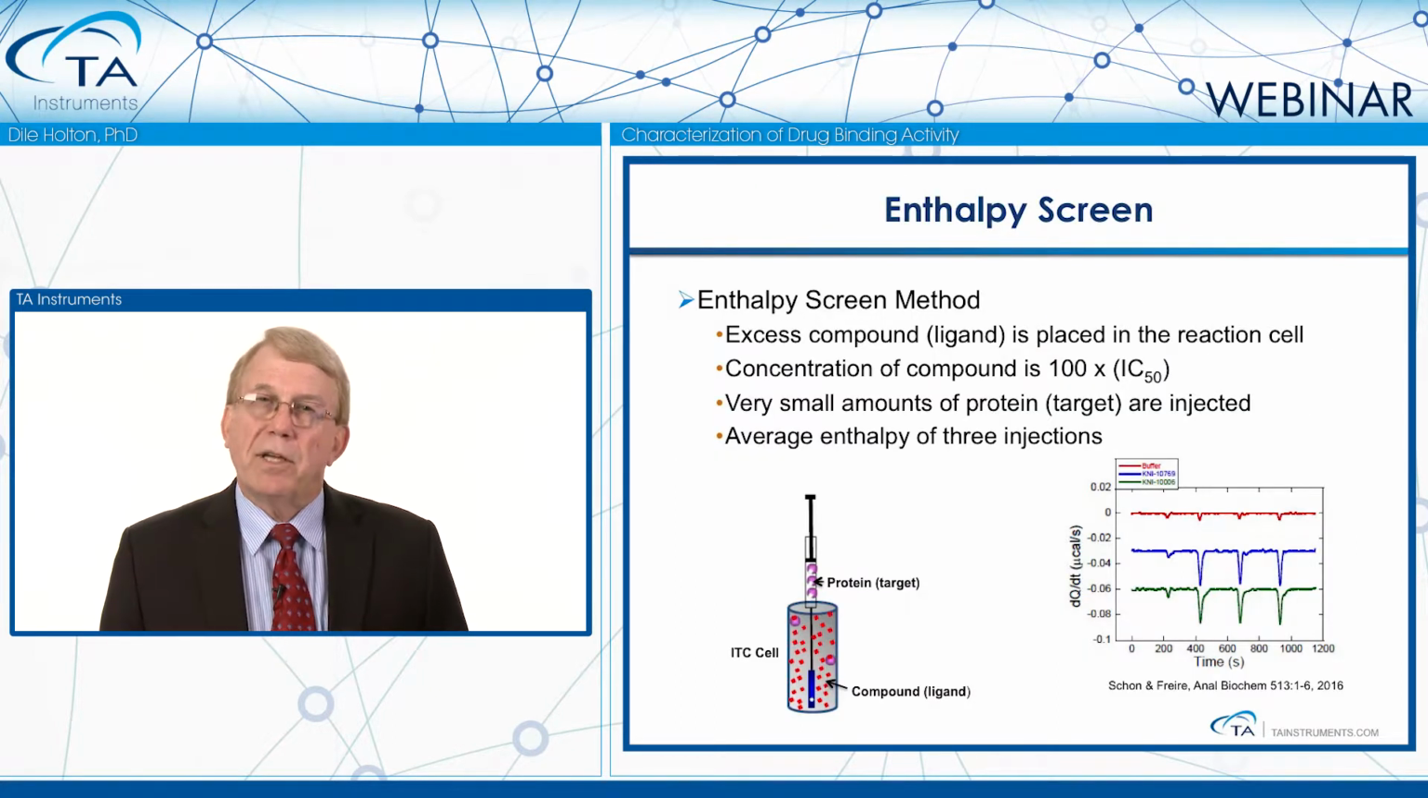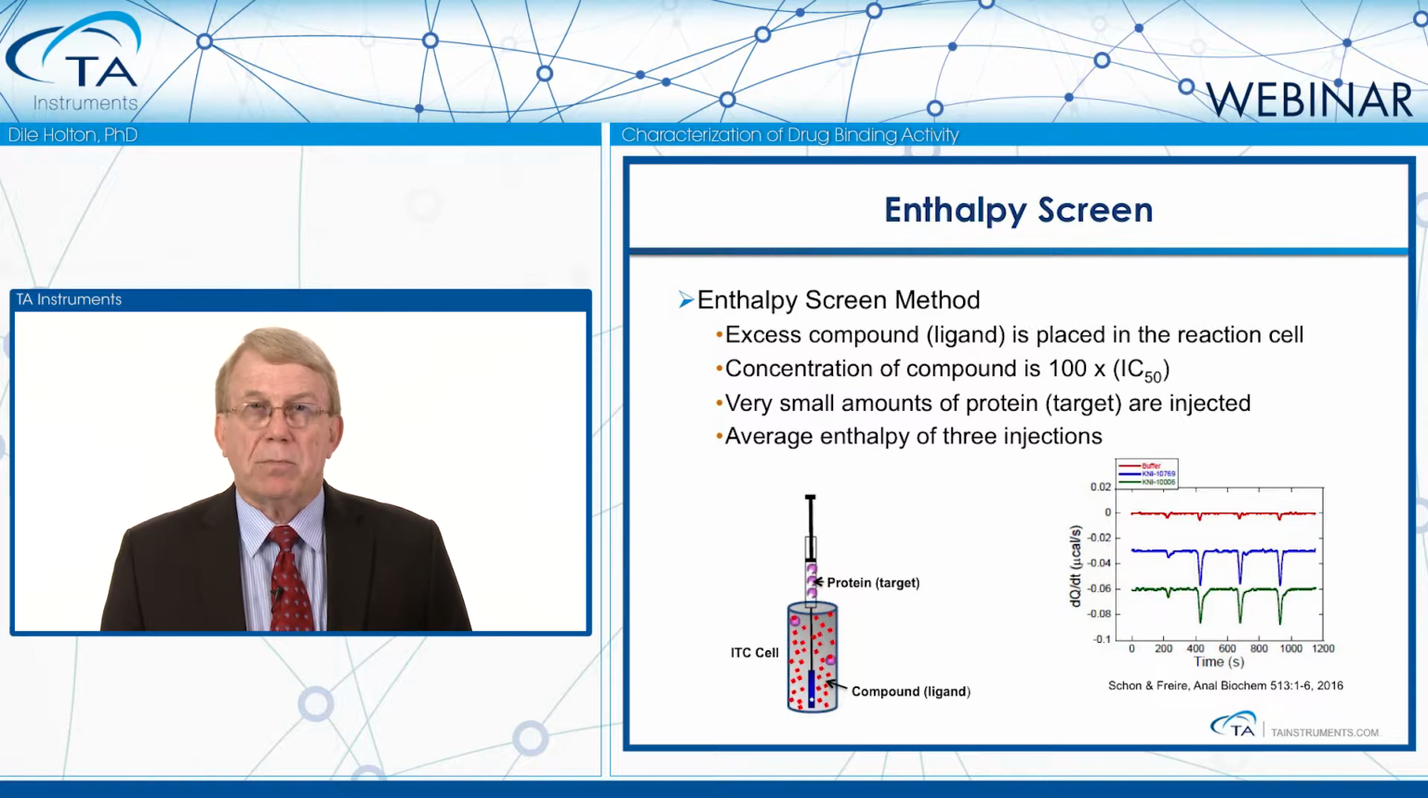So what is the method that we use for enthalpy screening? Well, first, you have excess compound or ligand placed in the reaction cell. This is just the opposite of a typical ITC experiment, where the ligand's in the injection syringe and your target molecule is typically in the cell. The concentration of the compound is usually about 100 times the IC50. Now, it doesn't have to be exactly that number, but that's an estimate in thinking about experimental design for an enthalpy screen. And then you inject very small amounts of the protein or the target into the ligand.